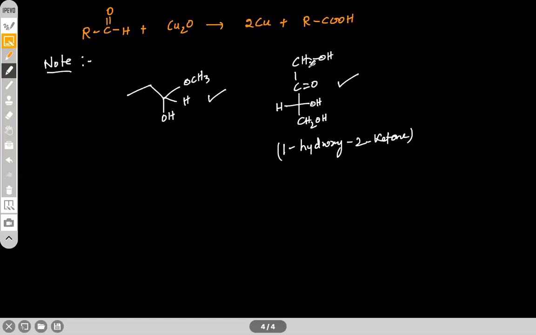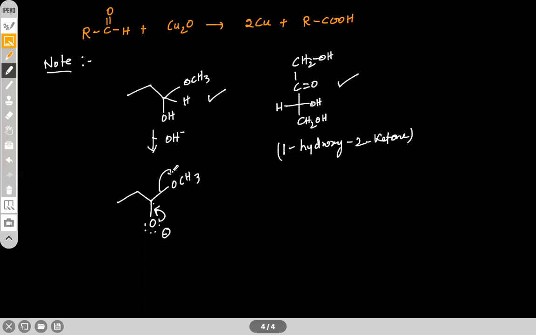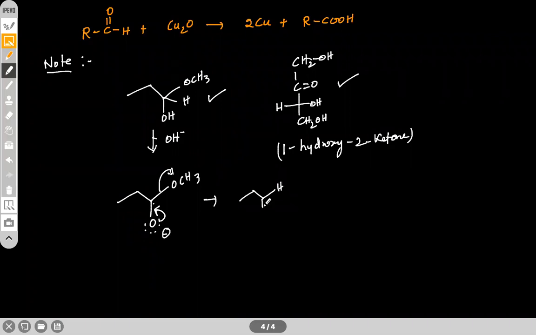Even the same thing happens over here. See, the medium is basic. The medium of this reaction is basic, OH minus. So this OH minus takes this active hydrogen, H plus. Only active hydrogen won't give this test. When this comes back here to form a pi bond, then this goes out as a leaving group. And eventually we get an aldehyde. And that's why this shows this test.